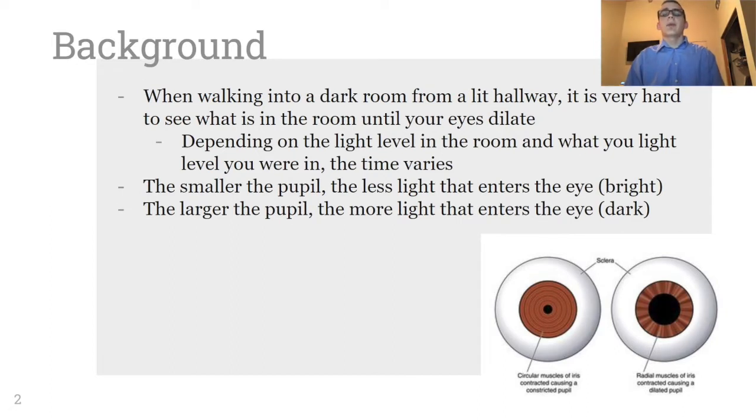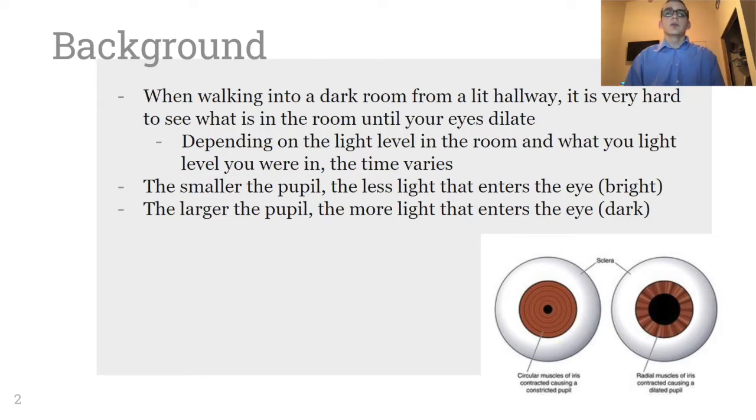As a little bit of background on what my long term is about, whenever you first walk into a dark room from, say, a lit hallway, it's very hard to see what is happening in the room or what even is in the room until your eye dilates to the light level that's in the room. It depends on the light level in the room compared to what light level you were in the hallway, so it will take a different amount of time for your eyes to adjust. If it's a little bit of change, it's almost instantaneous because there's not much of a difference that your eyes have to go through.